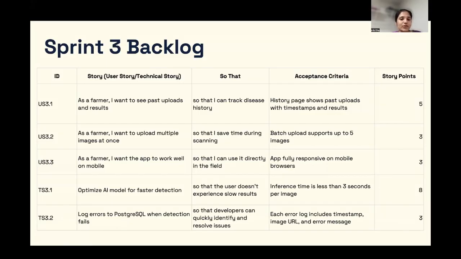Coming to the first user story, the farmer wants to see the past uploads and the results. As a farmer, once he logs in through the app, he is able to see whatever he uploaded, along with the disease and the timestamp. So he can keep track of the disease and the history. The app must show the uploads with the timestamp and result.